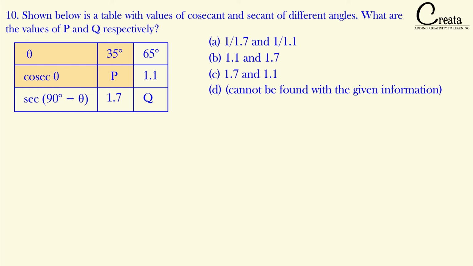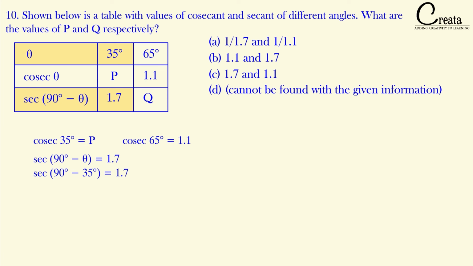Here on referring to the table, in this portion we got cosec 35 degree is equal to P. Here theta is 35 degree. Further, cosec 65 degree is equal to 1.1. This we got from the first row. If we observe the second row, here it is given sec (90 minus theta) is equal to 1.7, and theta is given as 35 degree. That is, sec (90 minus 35) is given as 1.7. Further, sec (90 minus 65) is given as equal to Q. These four equations are given and we have to calculate the value of P and Q.